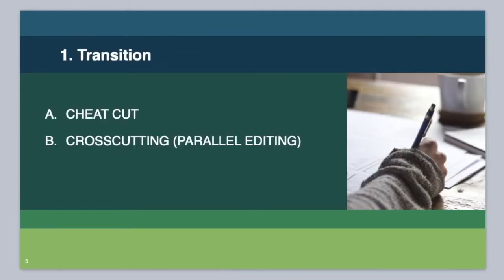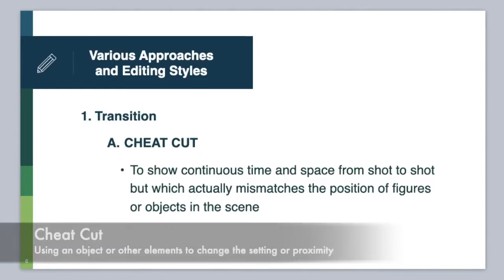Still under transition, on top of fade to black, we also have what we call chit cut and cross cutting or parallel editing. When we say chit cut, to show continuous timeline and space from shot to shot, this is the time wherein we already exhaust our different shots, from establishing shot, wide shot, long shot, medium shot, and then you have there the close-up shot or the extreme close-up shot. Of course, if you have the close-up and extreme close-up shot, that's the time you provide transition, right? Without even using a transition. That is the strategy of chit cut.